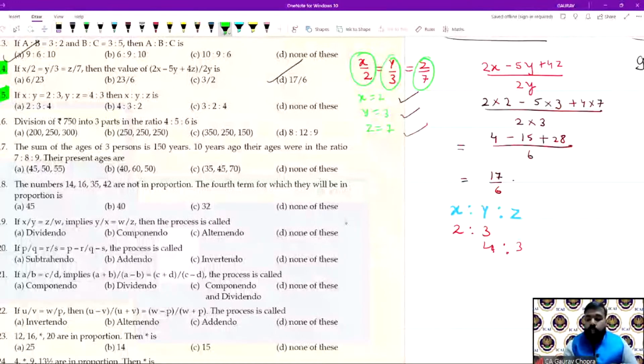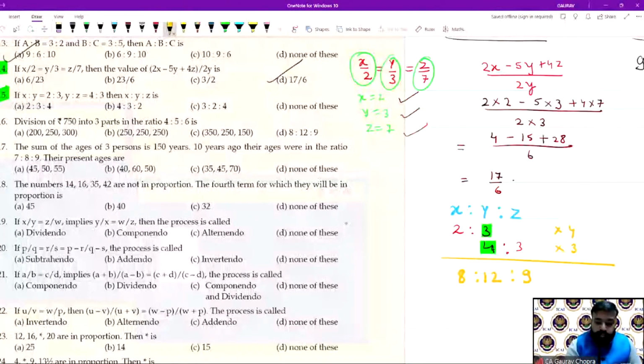So simply what we have to do is multiply the first ratio with 4 and the second ratio with 3, so that they can become equal. So 2 into 4 becomes 8, 3 into 4 becomes 12, and 3 into 3 becomes 9. So we are getting 8, 12, and 9. Now you can see that this option has shifted below a bit. This option number in 16D should appear in 15D. Okay. So the answer is 8, 12, and 9.